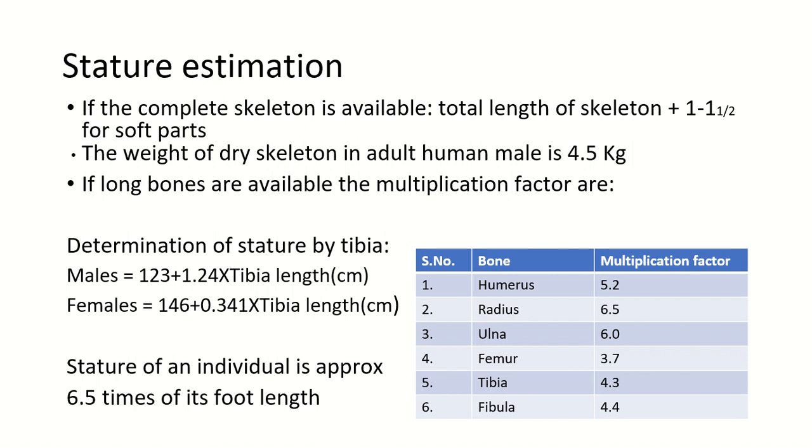Now, if the humerus is present, the multiplication factor is 5.2. For the radius it is 6.5, ulna 6.0, femur 3.7, tibia 4.3, and fibula 4.4. We multiply the length of the long bone by this multiplication factor to estimate the stature. The stature of an individual is also estimated using foot length. It is approximately 6.5 times the foot length. So in case we have a footprint, we multiply it by 6.5.